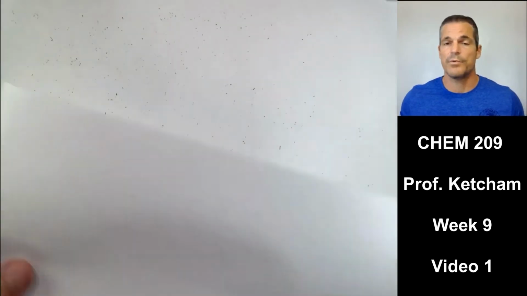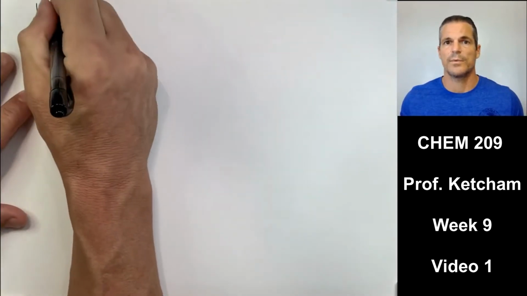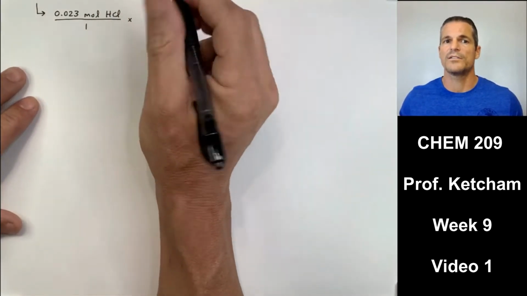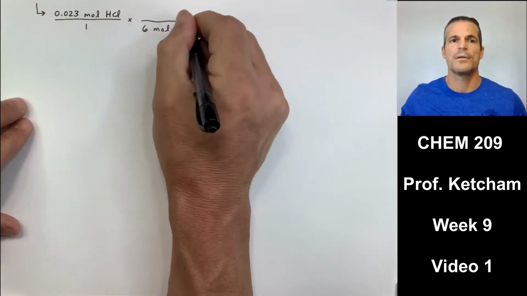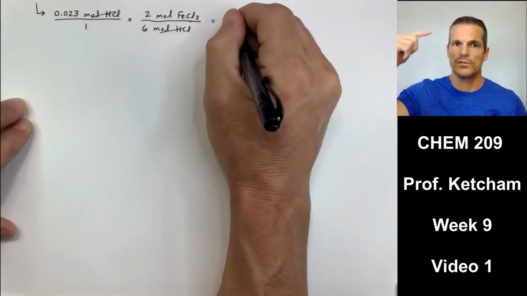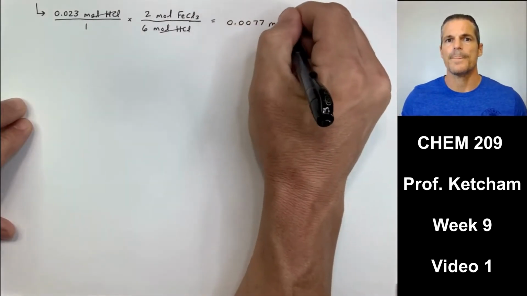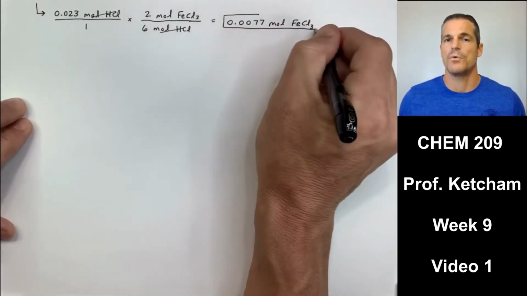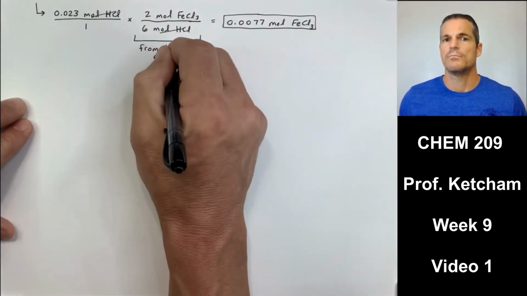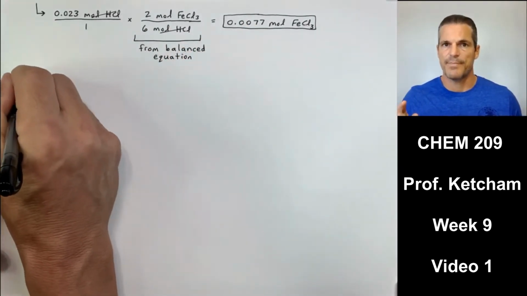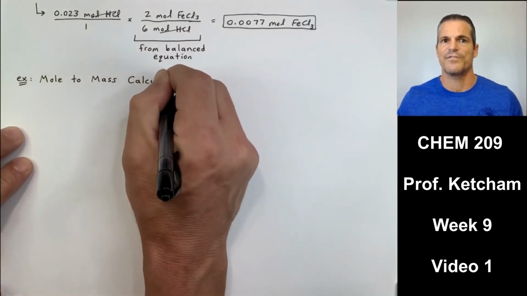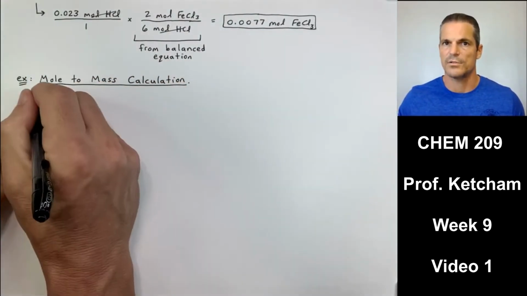Start with what you're given and put it over 1, just like we did in the early weeks when we did unit conversions. So I'm going to start with what I'm given, put it over 1. I put it over 1 to realize moles of HCl in the numerator. I use the balanced equation to get out of 6 moles of HCl for every 2 moles FeCl3. My answer, 0.0077 moles of FeCl3. So I got from moles of HCl to moles of FeCl3 in one step. That's the balanced equation. If you remember, the 2 in front of FeCl3 and the 6 in front of HCl, those are mole ratios.